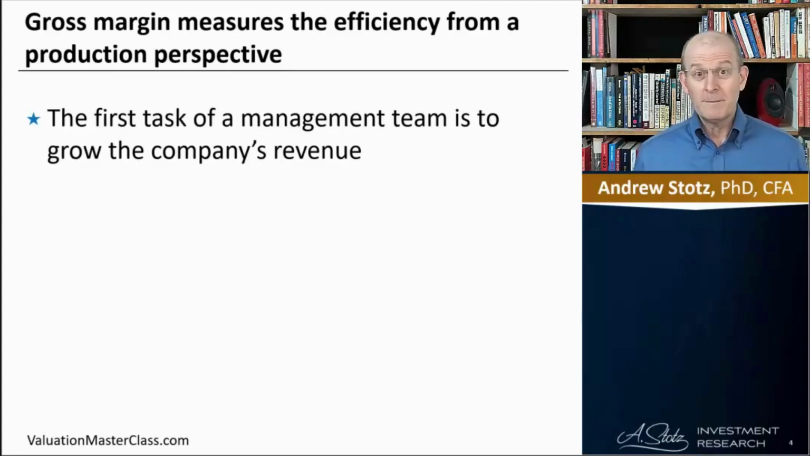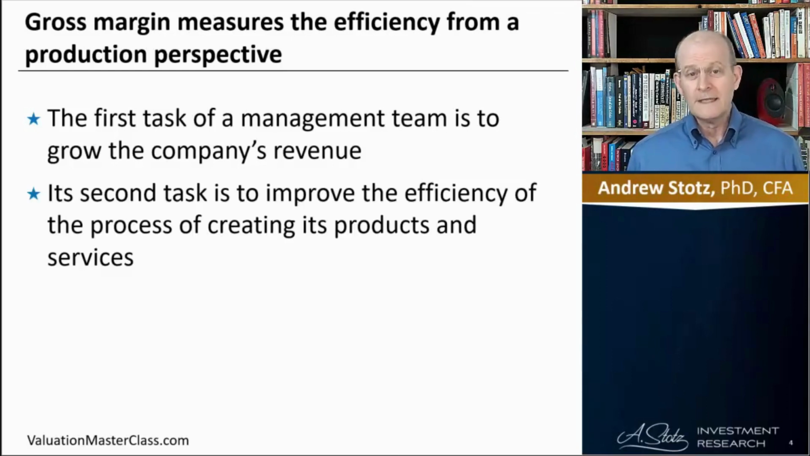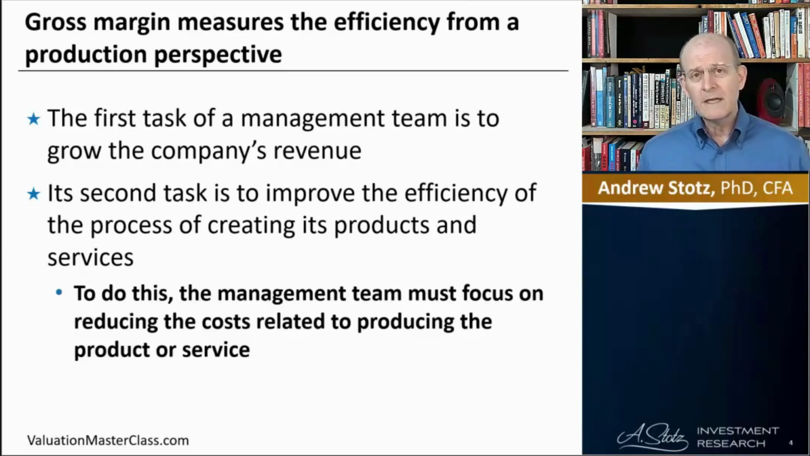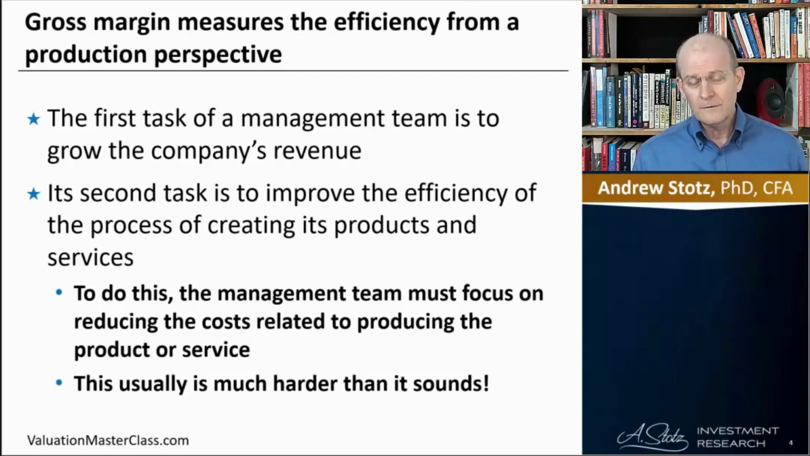The first task of a management team is to grow the company's revenue. Its second task is to improve the efficiency of the process of creating its products and services. To do this, the management team must focus on reducing the costs related to producing that product and services. And this is usually much harder than it sounds. A key message I want you to understand is that improving gross profit margin is tough.